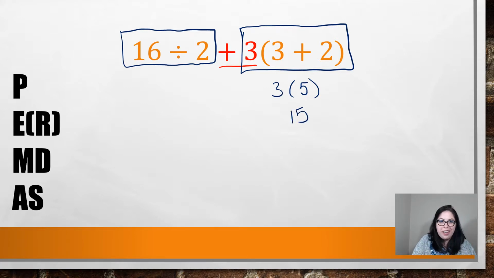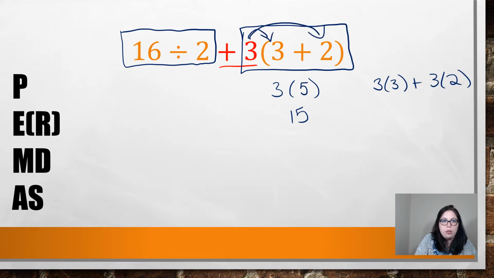Now let's do it if I distribute. So 3 times 3 plus 3 times 2. Okay, so I distributed the 3 times the 3 and the 3 times the 2. I get 6 plus, oh no, this is a 9, I'm sorry. 9 plus 6. I'm a little dyslexic. Sometimes I do the wrong problem at the wrong time. And I get 15. I get 15 both times.